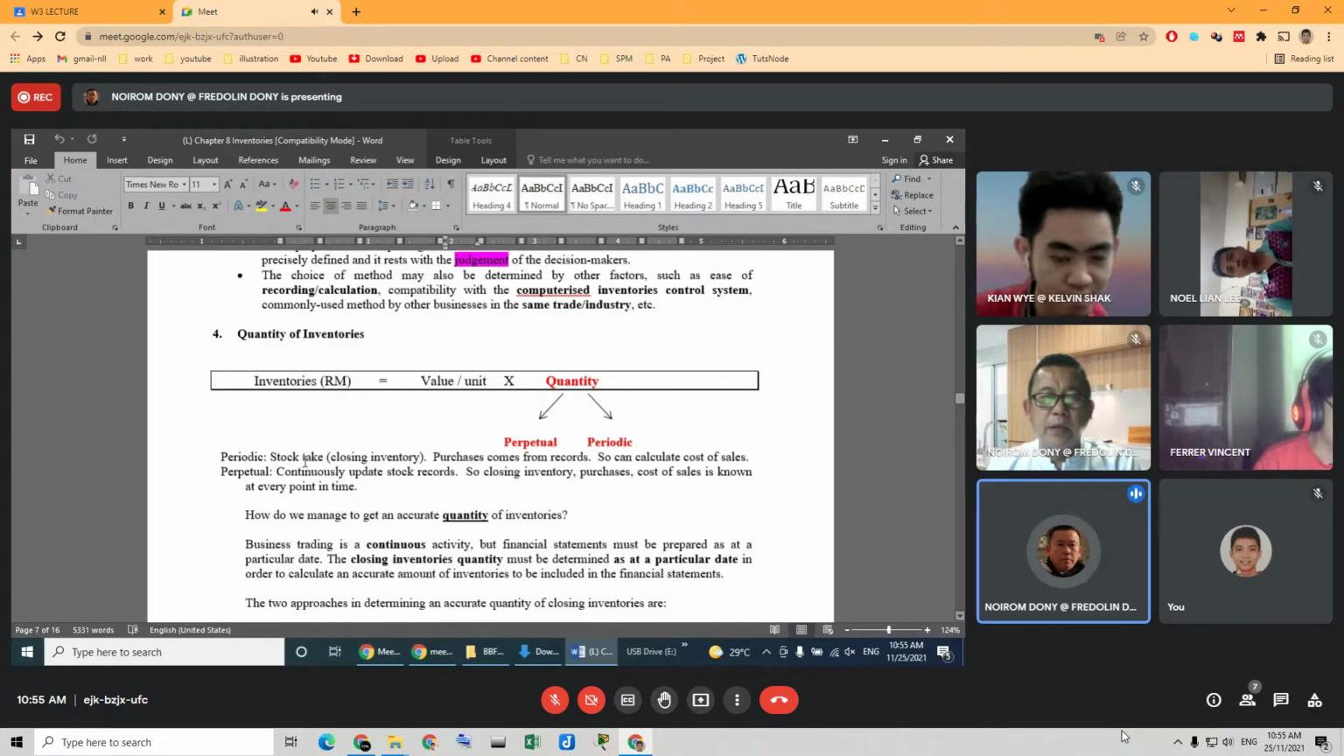Okay, perpetual, periodic is not. You only have like if you do twice a year, so meaning at the end of June, then you do stock taking. At the end of December, then you do the stock taking. So you can only know how much is the leftover of the inventory at that particular time.